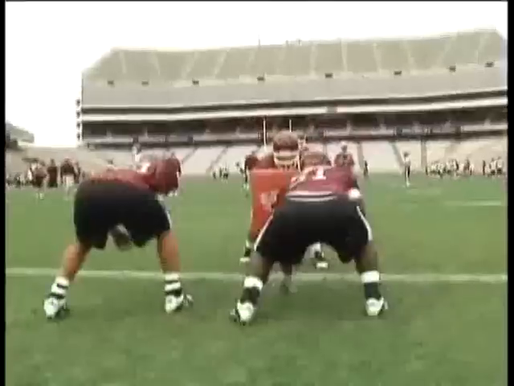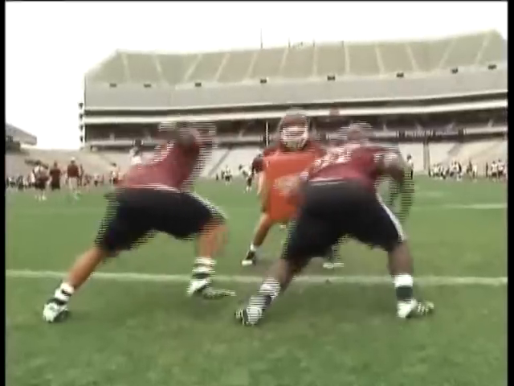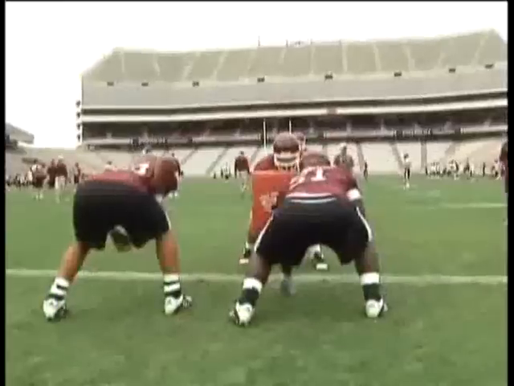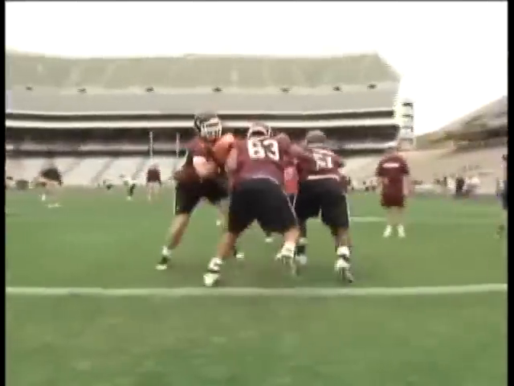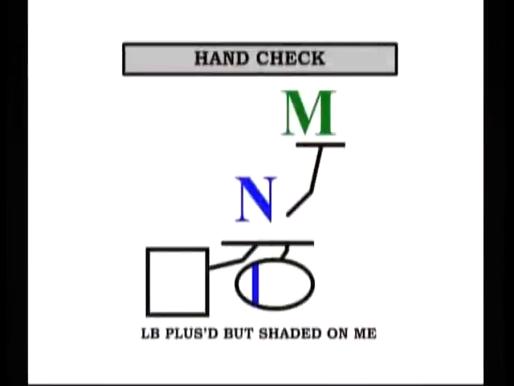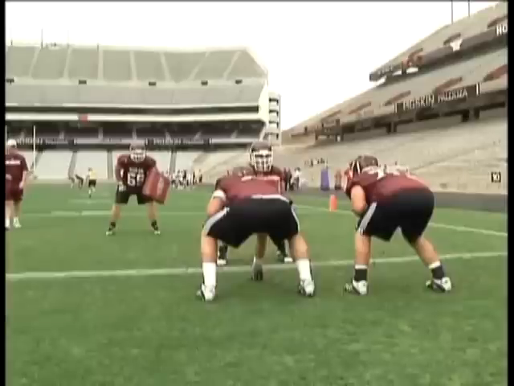That's pretty good. First step is solid. A little bit to the right, but not bad. 2-inch step up the field, solid target by both of them. Here's the hand check. Again, the linebacker's plus, but shaded on me. And again, these are all releaser rules.